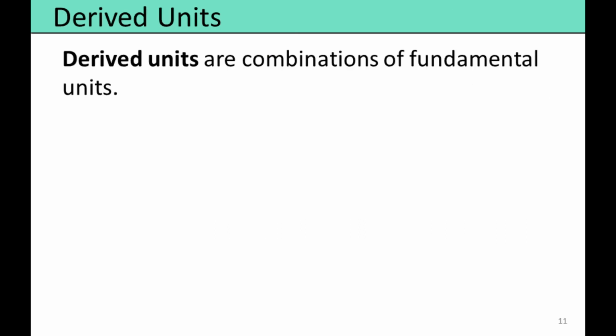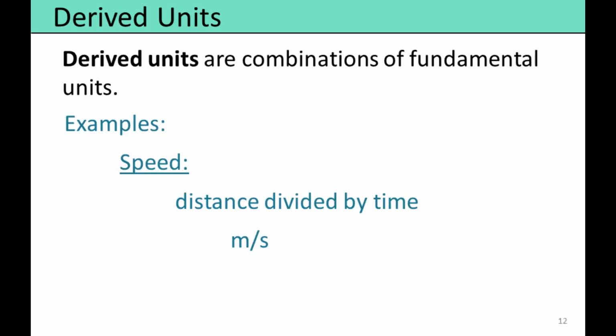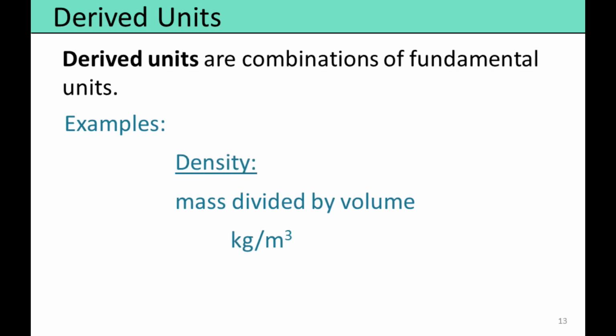The derived units are a combination of the base units. For example, speed, which is defined as distance divided by time, has units of meters divided by seconds. On the other hand, density is defined as mass divided by volume and has units of kilograms divided by cubic meters, where cubic meters are the units of volume.